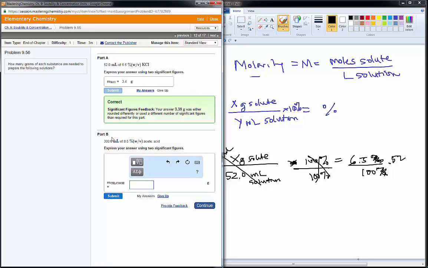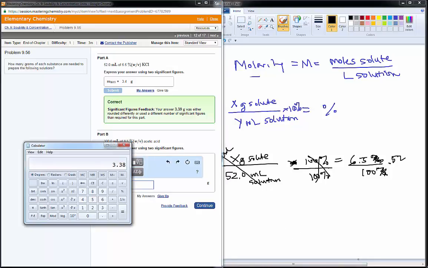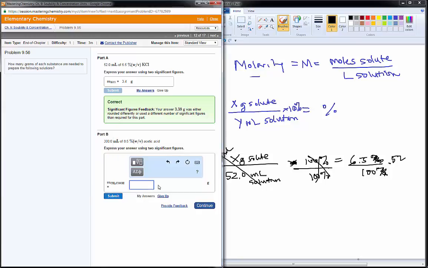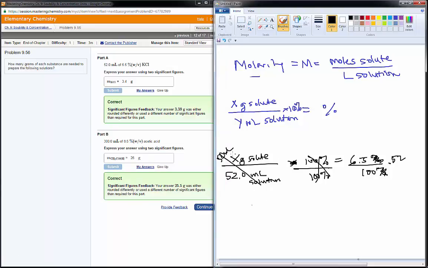Next, same story, they gave me volume and percentage. So I'm just going to plug that in here. I'm going to say 8.5% divided by 100. That gives me a fraction of 0.085. Multiply that by 300 milliliters of the solution. That's a 25.5 gram solution. Exactly the same thing. Solve for x, but in this case, I change this value to 300, and I change that value to 8.5%.